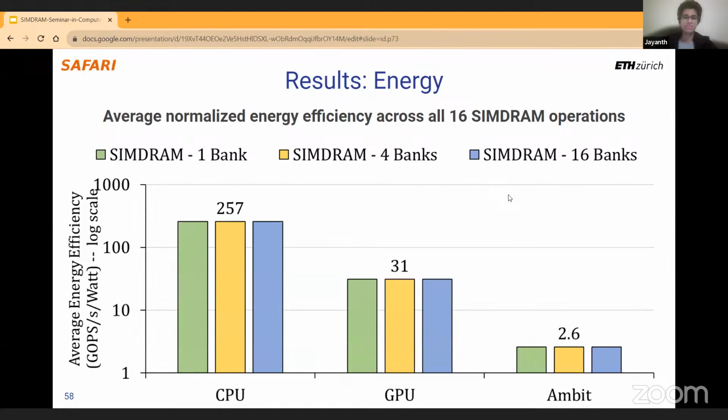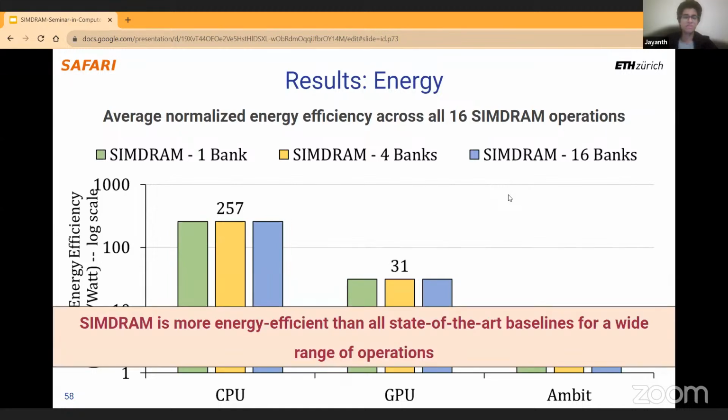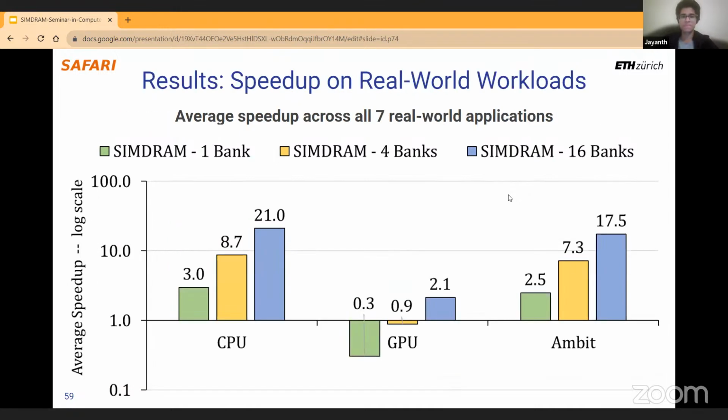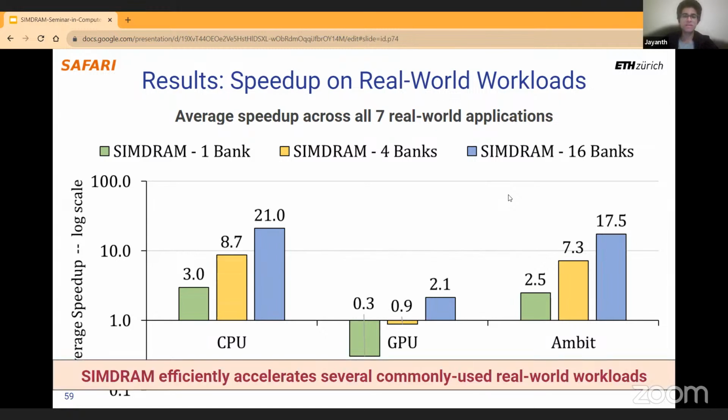And then coming to the energy efficiency, SIMDRAM beats all of the baselines and is highly energy efficient across all the 16 operations it was tested against. And this evidently shows how processing-using-memory mechanisms can improve energy efficiency by overcoming the memory wall problem. And on the 7 real-world workloads that we just saw, we can observe that SIMDRAM efficiently accelerates them and provides a good speedup against all of the baselines.